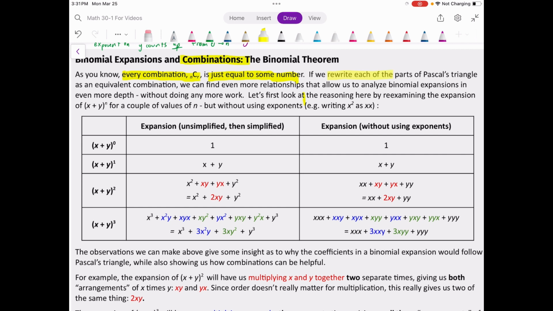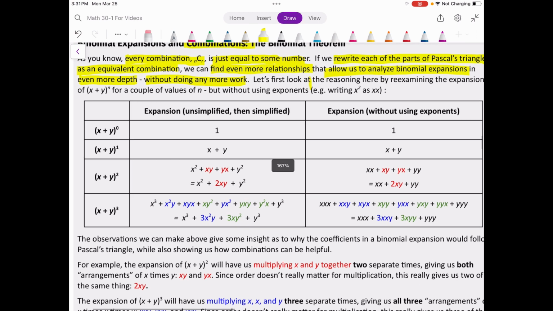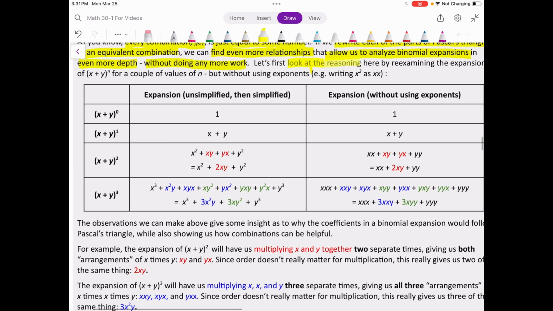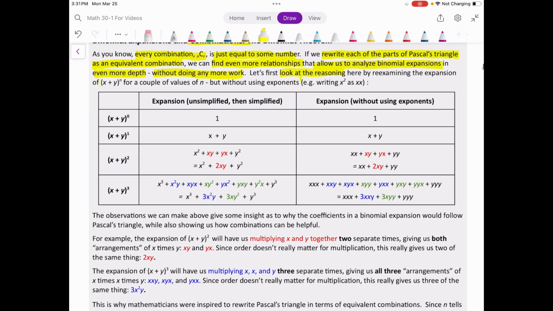But if we rewrite each of the parts of Pascal's triangle as an equivalent combination, what's going to end up happening is that we can find even more relationships that allow us to analyze binomial expansions in even more depth without doing any more work. In fact, even less work than what we've been doing so far. So why would we ever think to do this? Let's walk through the reasoning here. We're going to look at the reasoning as to why combinations would even be on our mind here by re-examining what we've looked at a couple times, the expansion of x plus y to the power of n for a couple of values of n.